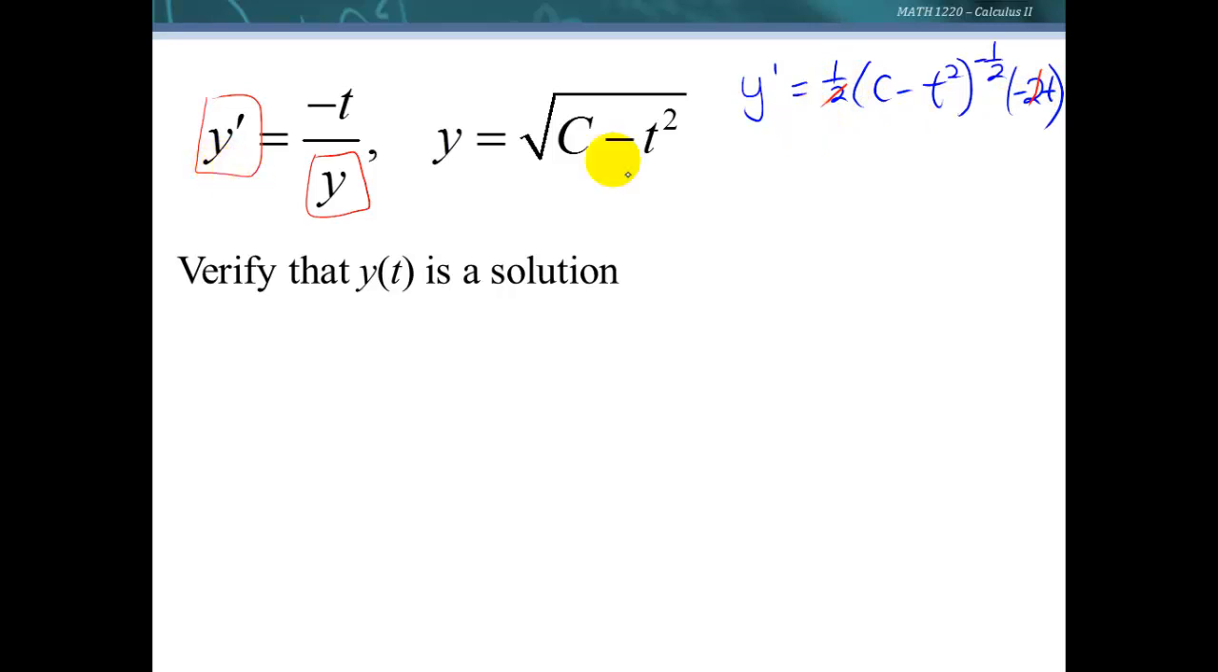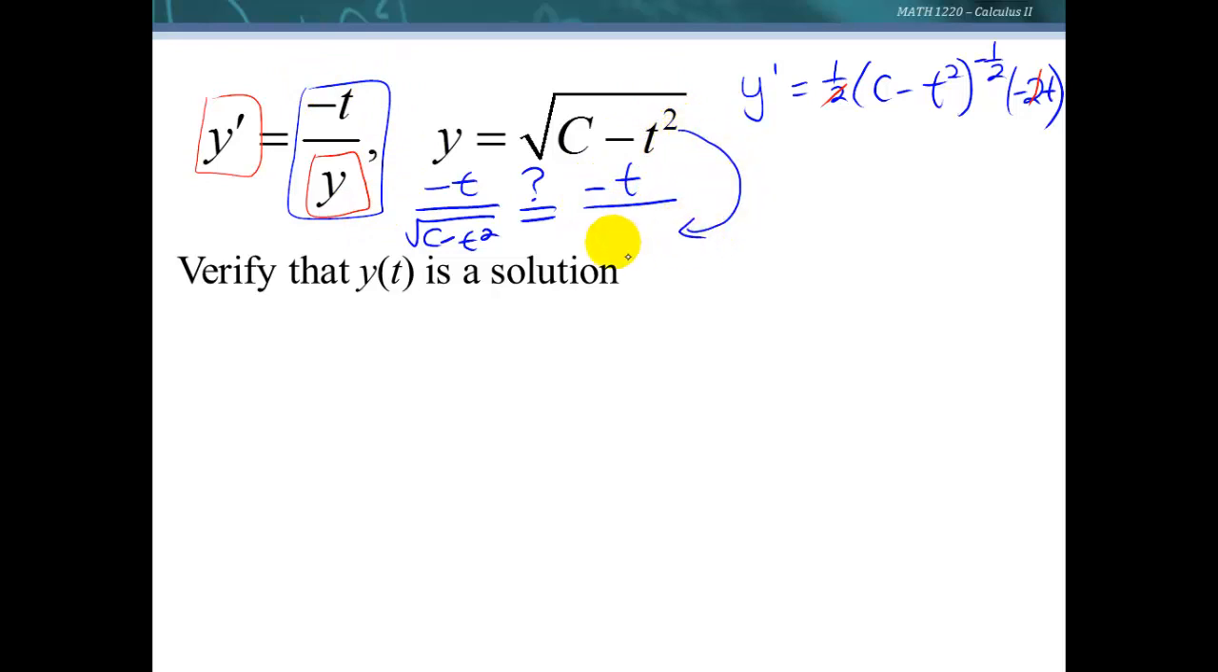So first we need the derivative, which is right here, so that's going to be -t over the square root of c minus t squared. And the question is, does that really equal, now I'm going to use the right hand side, -t over y, well y is right here, square root of c minus t squared. And in fact you can see that the left hand side equals the right hand side. So yes, this is a solution.